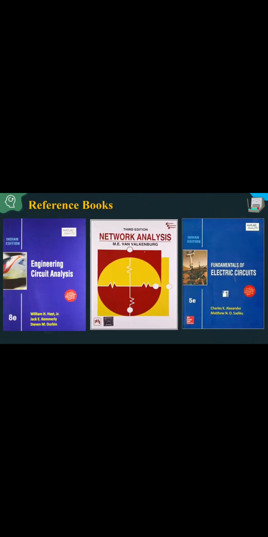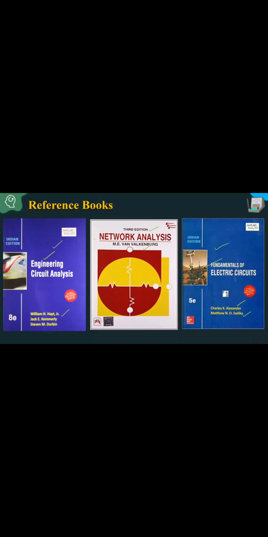Then what are the reference books? So many books are there, but mainly you have to concentrate on these 3 books, students. One is Engineering Circuit Analysis by Hayt and Kemmerly. Network Analysis by Van Valkenburg. Fundamentals of Electric Circuits by Alexander and Sadiku. And so many other books are also there. For more questions to practice, there is Electrical Circuits by Chakrabarti. That book is also there. But from my point of view, mainly you have to concentrate on these 2 books.